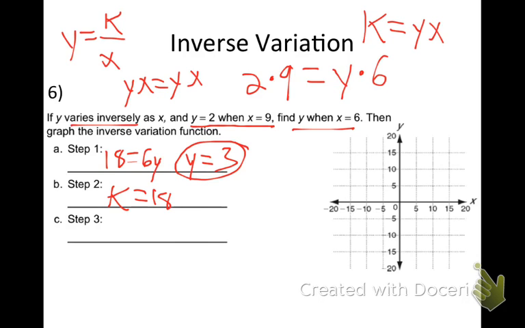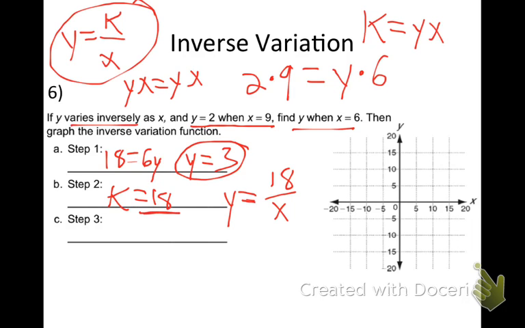Now when I graph, I'm just going to sketch this. So when I graph, I'm going to sketch it. I have y equals 18 over x. Again, taking this function right here, plugging in 18. Now I need some x values to choose. Which x values would I want to choose?